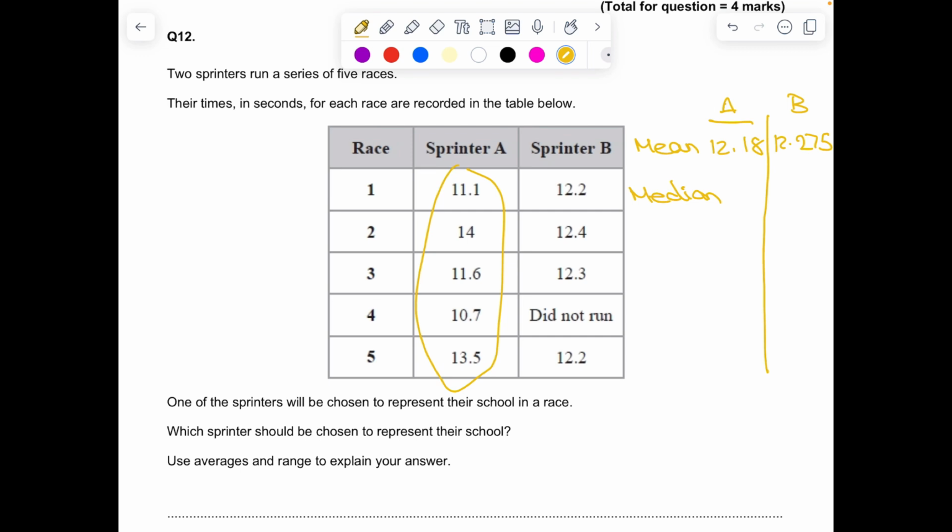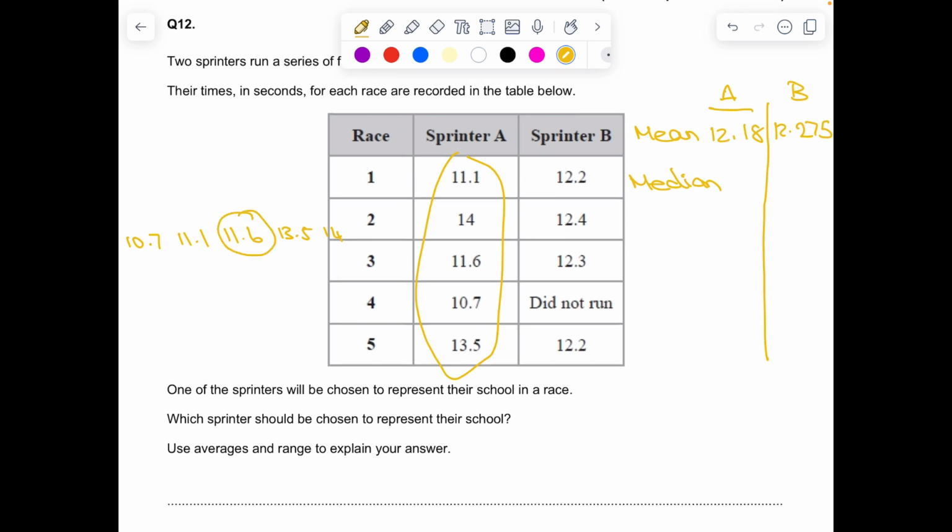So remember, the median is the middle number. You put them in order and find the middle. So if I put sprinter A's results in order, so from smallest to largest, 10.7, then I would put 11.1, then I would put 11.6, then I would put 13.5, and then 14. So that's 1, 2, 3, 4, 5. And this is the middle because you've got 2 numbers either side. So 11.6 is my median.